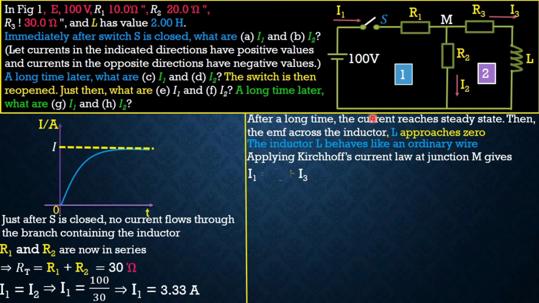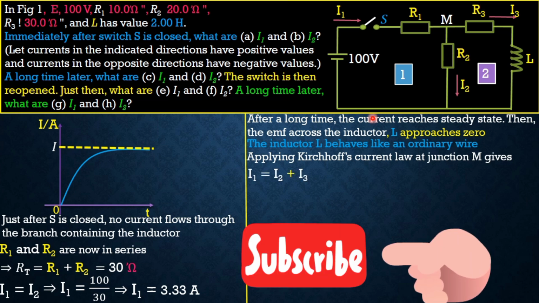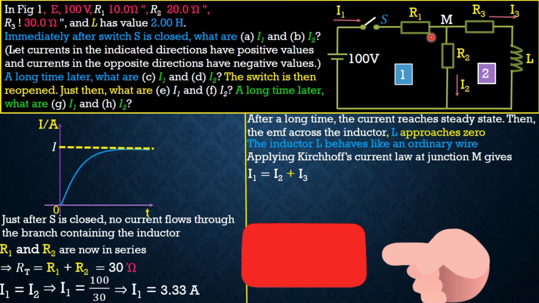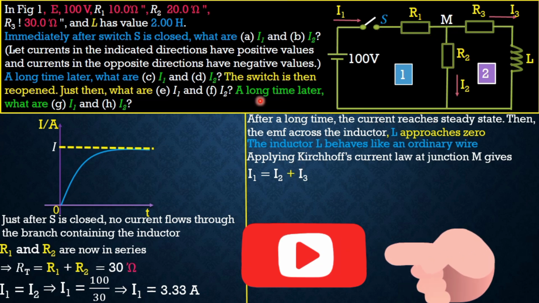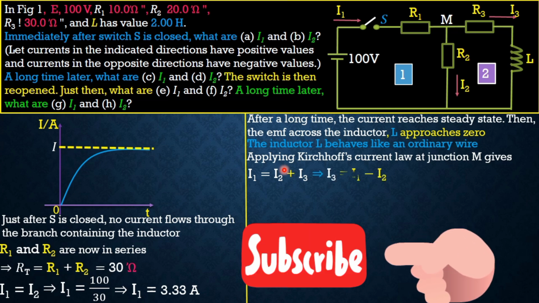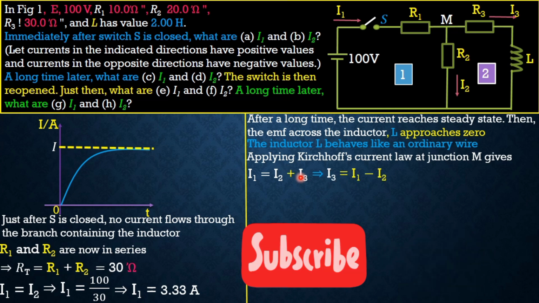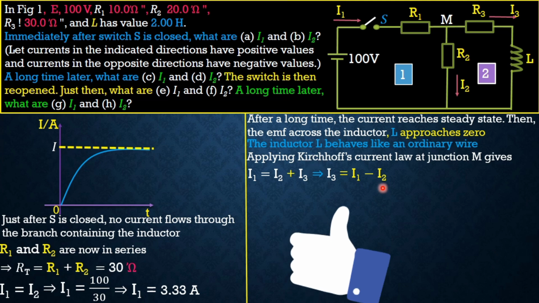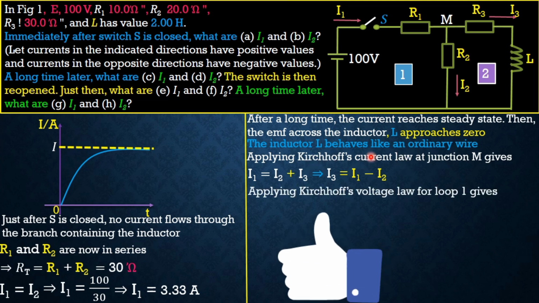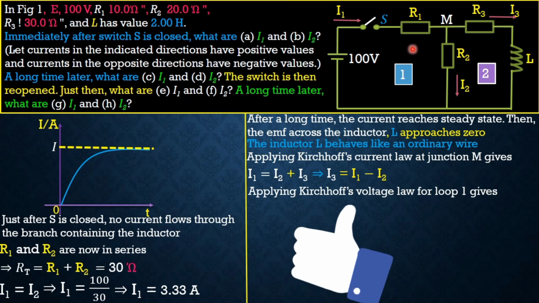So we can tell that I1 has to be the same as I2 plus I3. Since the equation said nothing about I3, we simply make I3 the subject. Therefore I3 becomes I1 minus I2. Great. So we can keep this equation aside. Then if we apply Kirchhoff's voltage law for loop 1, keep in mind that for Kirchhoff's voltage law we are simply summing EMFs.